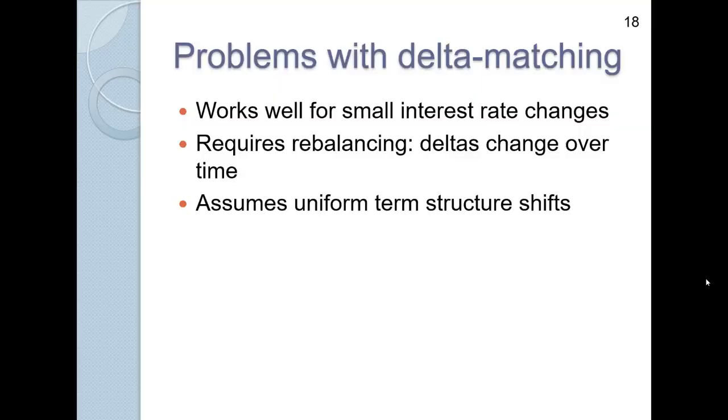So delta matching works really well for small interest rate changes, but not for large interest rate changes. The second problem is that it requires rebalancing. Why? Well, because the deltas change over time. As interest rates change, the deltas also change, so you're required to rebalance your positions. What does rebalance mean? In a previous case, it would mean to change the values of N3 and N20. That means to recompute those two equations with two unknowns to get new values for N3 and N20.